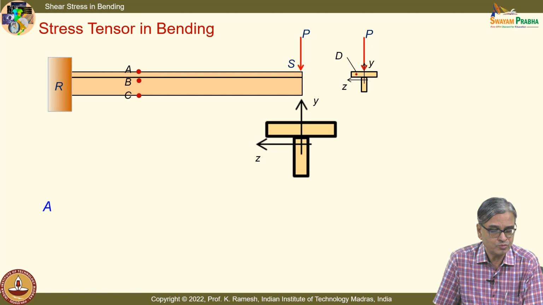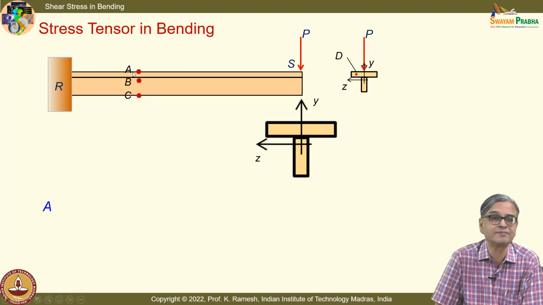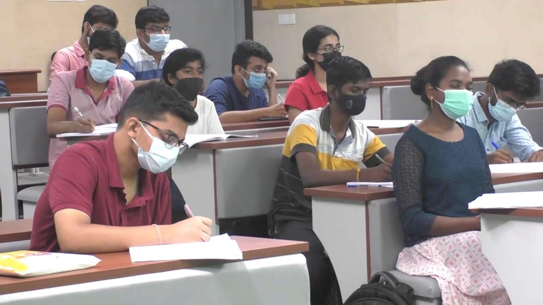And what happens at point A? Point A is on the top surface. What is the stress that is developed there? What are the stress components that can exist there on the top surface of the beam? Only?